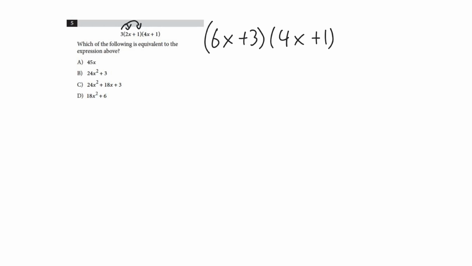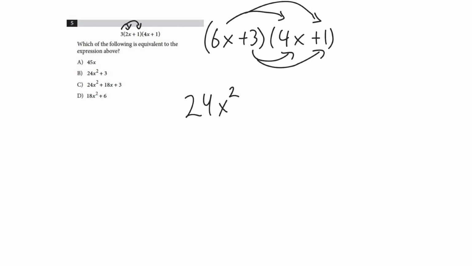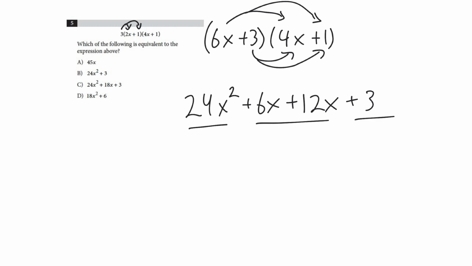Now we need to distribute again. We're going to do 6x times 4x. That's 24x squared. And then we're going to have 6x times 1, 6x, and 3 times 4x, that's going to be 12x. I can already see that I'm going to have a squared term, a linear term, and a constant. In fact, if I add these together, I am going to get 18x. So C is my answer.